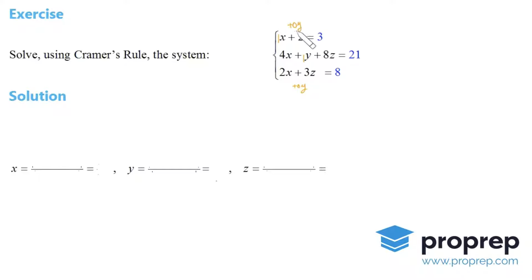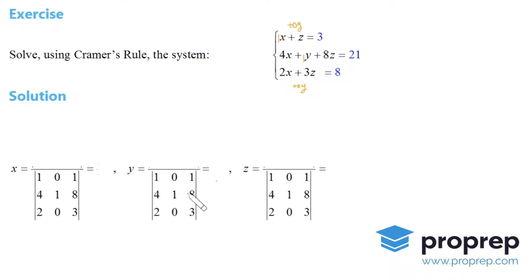I usually don't mention it, but once in a while, the ones and the zeros you have to watch out for. And Cramer's rule says that each of x, y, and z is a fraction where the denominator is the determinant of the coefficient matrix. And here it is. We just take the coefficients from here: 1, 0, 1, 4, 0, 4, 1, 8, sorry, and then 2, 0, 3. And the same thing here and here.